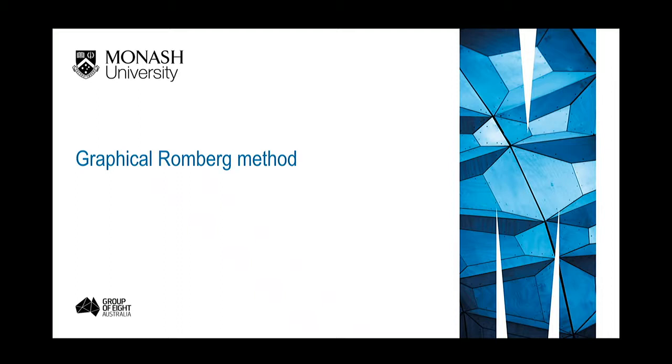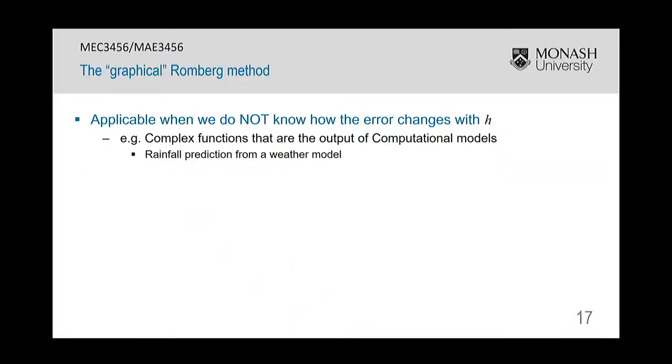When we looked at the Romberg method in the last video, one of the key things that was essential to know was the order of the error terms, and once you'd removed the leading order error term, what the next order error term was. We're going to look at a method today that allows you to do something a little bit similar to the Romberg method when you don't know what the order of the error is.